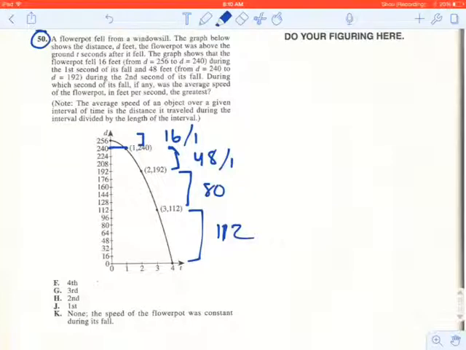So you can use your logic and reasoning or understanding of physics to help you get to the answer, or you can do this purely mathematically and compare the distances that it fell over the same amount of time to see where it traveled the most distance in that time interval. So we're going to go with the final second, which this one's the first, this is the second, third, and fourth. So the fourth second is where it had the greatest average speed.